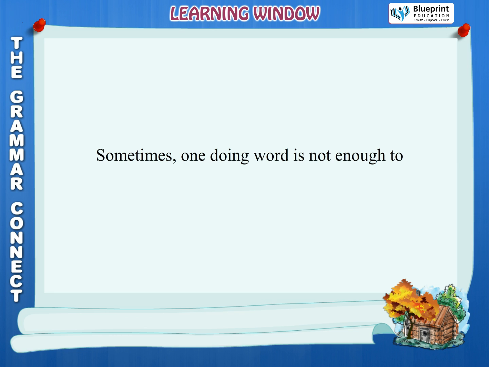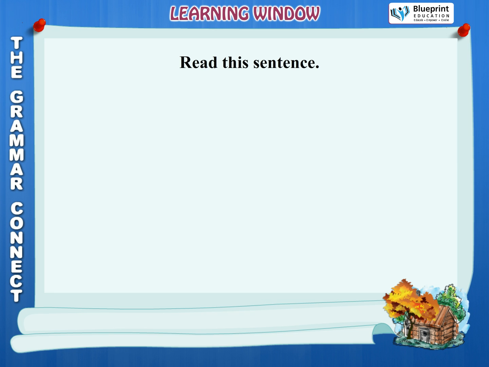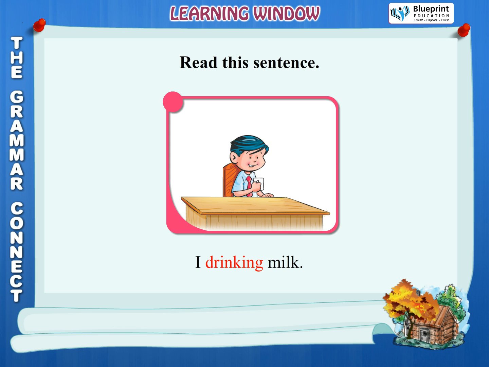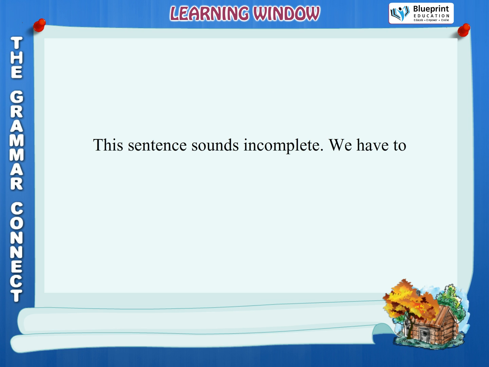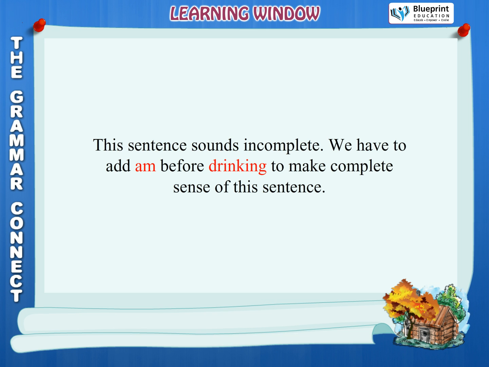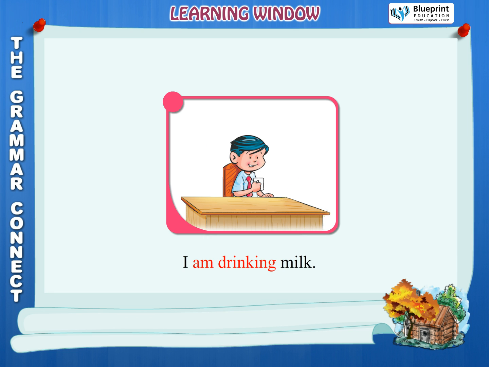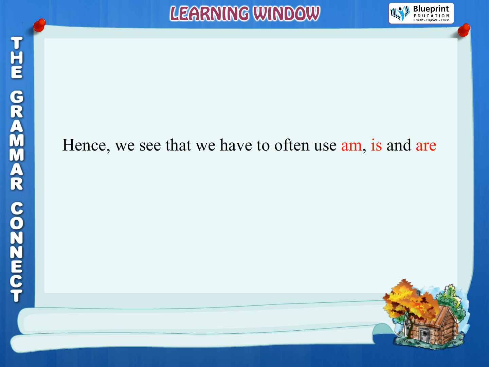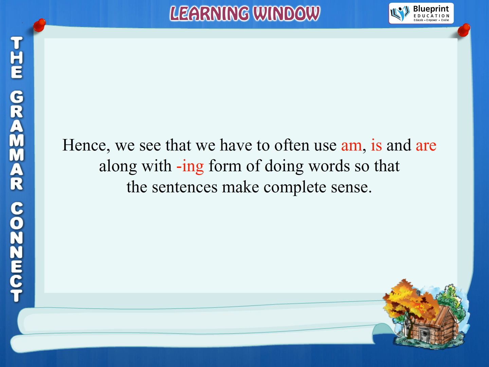Sometimes one doing word is not enough to complete a sentence. Read this sentence: I drinking milk. This sentence sounds incomplete. We have to add am before drinking to make complete sense of this sentence. I am drinking milk. Hence, we see that we have to often use am, is, and are along with the ing form of doing words so that the sentences make complete sense.